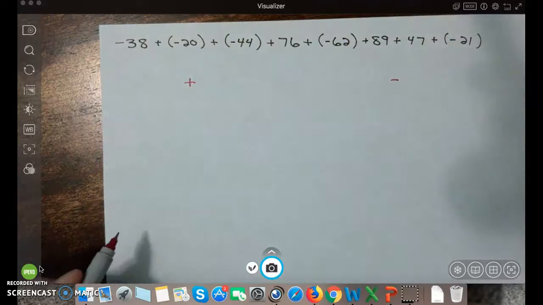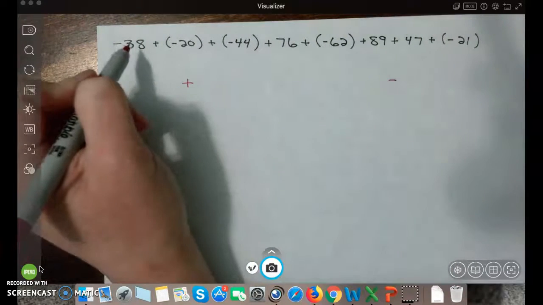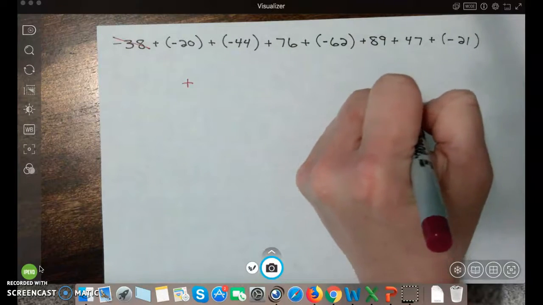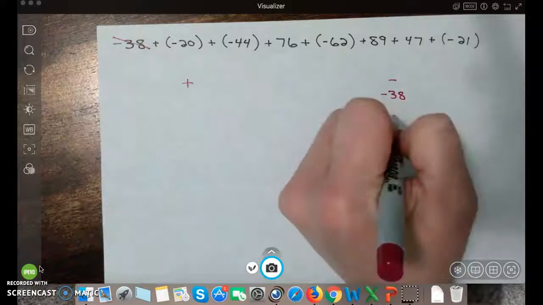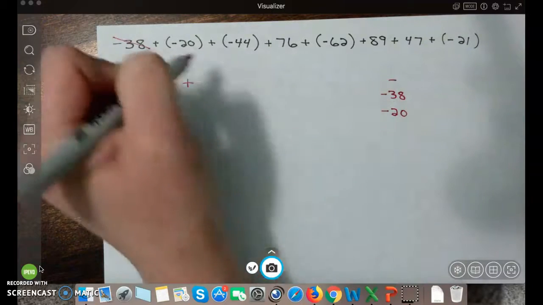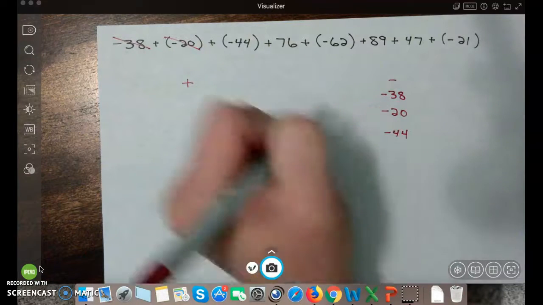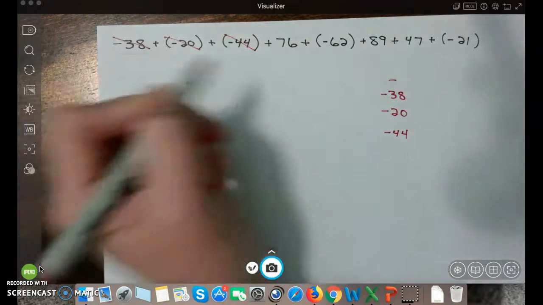So let's make a list of positive numbers and negative numbers. Starting at the beginning, 38 is negative. I'm going to put it in this pile. 20 is also negative. I'm going to put it in my negative pile and cross it off as I go. 44, also a negative number. Cross it off as we go.